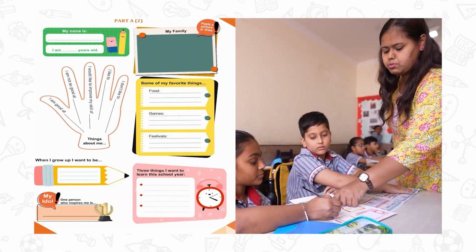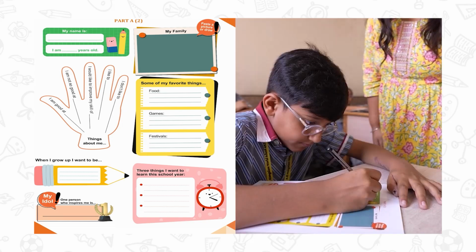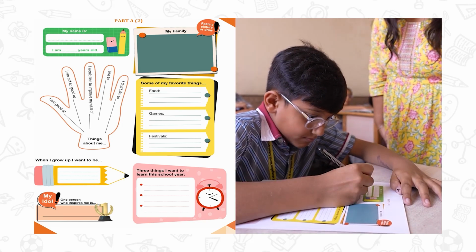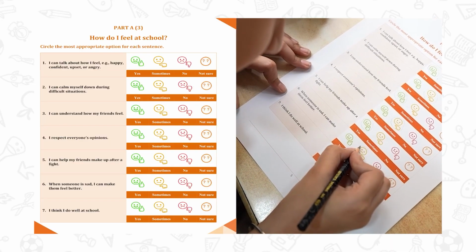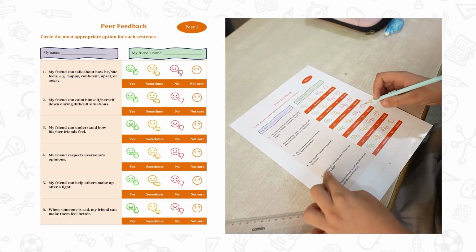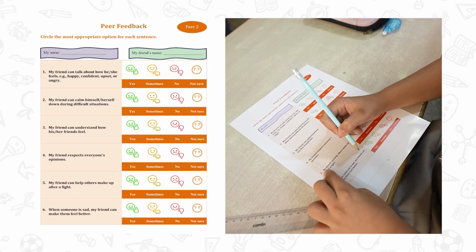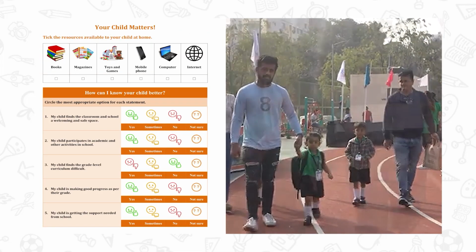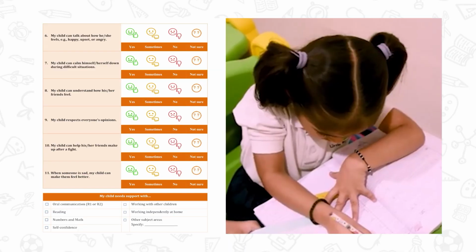Part A2 is designed to help learners fill in some information about themselves. Part A3 includes a self-assessment template learners fill out about how they feel at school. A similar template is filled by two peers identified by the teacher. Parental involvement is crucial at this stage, so they are encouraged to share some input about their children.